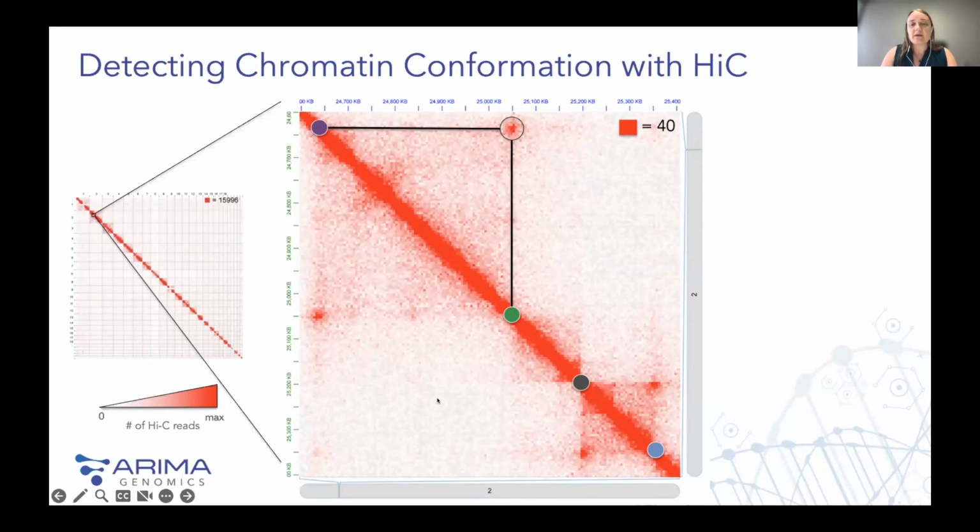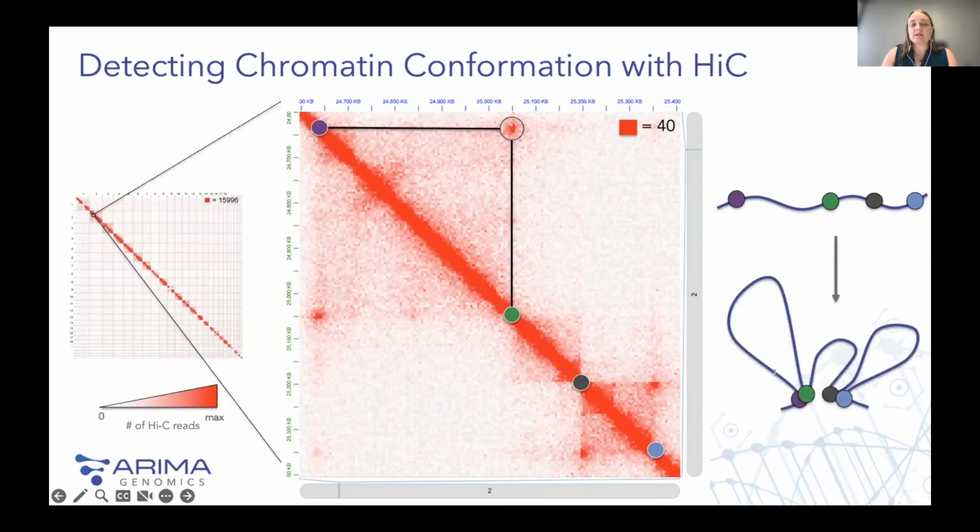To view that another way, we can represent these 4 points along a linear genome. And from the interaction data in the heat map, we would expect the purple and the green to be physically brought together. And likewise, the gray and the blue are physically brought together. So we can infer then that the chromosome is organized into domains by these loops that have formed in these regions.